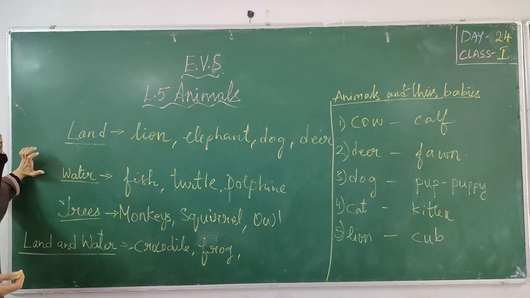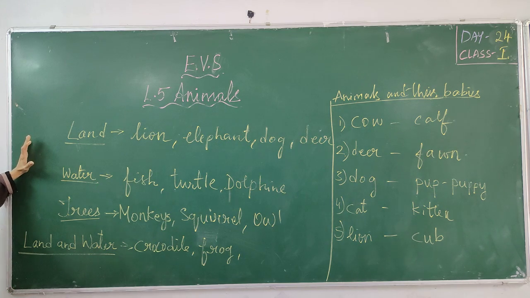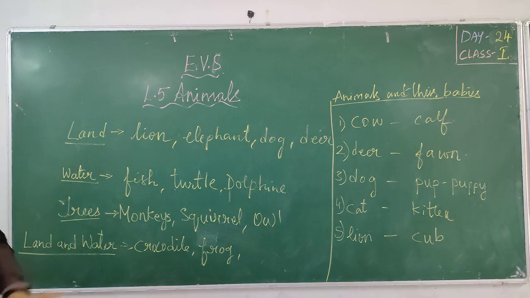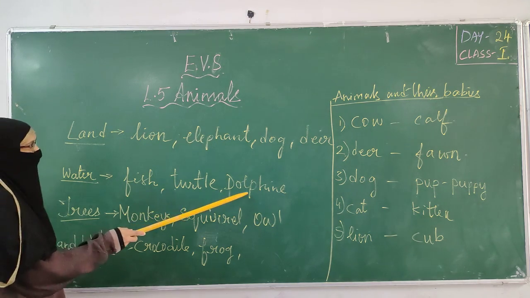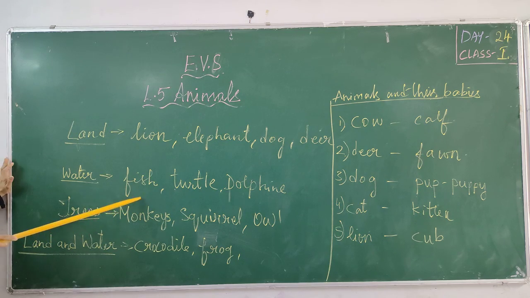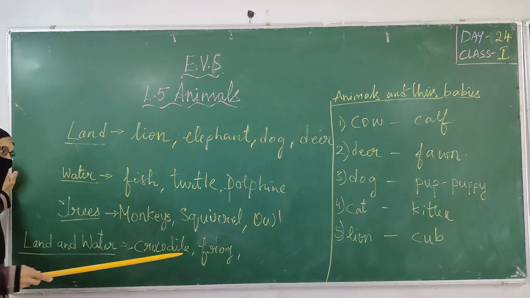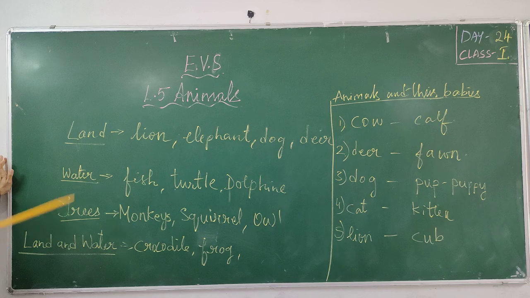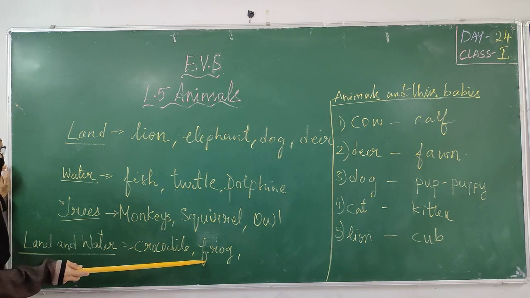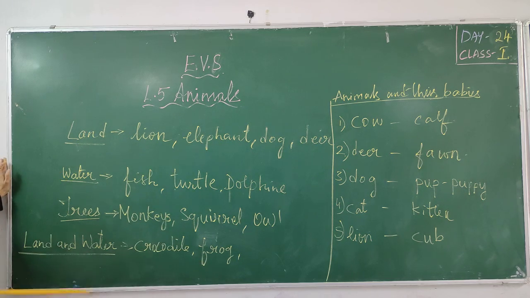Coming to water animals, and the places where they live. Some animals live on land like lion, elephant, dog and deer. Some animals live in water like fish, turtle, dolphin. These animals swim with the help of their fins. Animals which live on trees are monkey, squirrel, owl and different kinds of birds. Some animals live both on land and water, for example crocodile and frog.